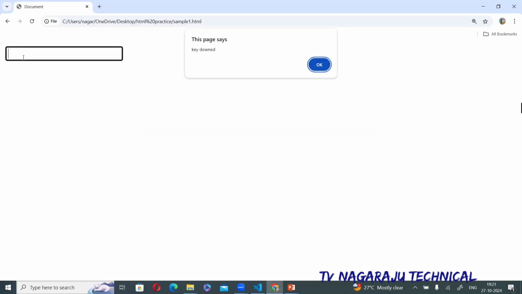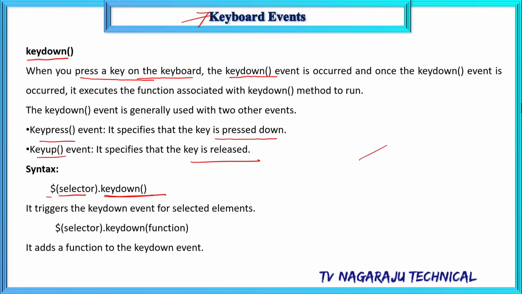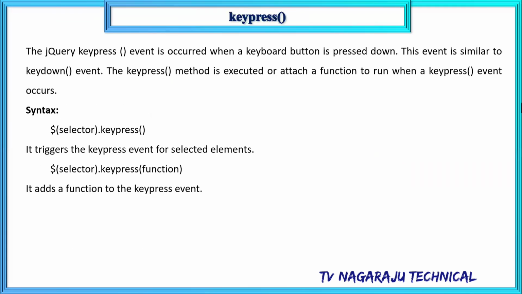Whenever I press a key for typing, automatically keydown occurred. You got my point? Whenever you press a key, the keydown event occurs. Clear? Next one, keyup and keypress. What is the meaning of keypress? This event occurs whenever a keyboard button is pressed down. If you understand, keydown and keypress are both similar. The keypress method attaches a function to run when the keypress event occurs.